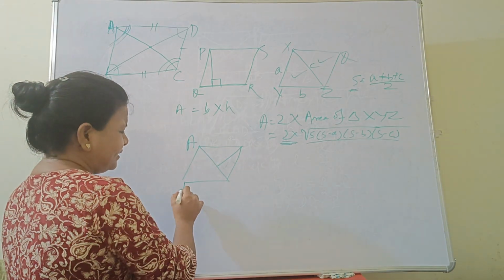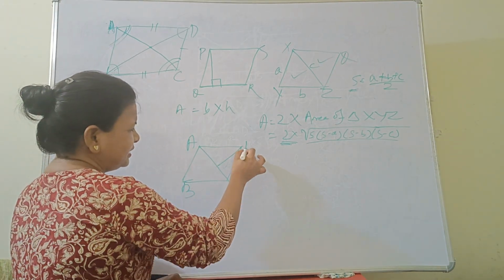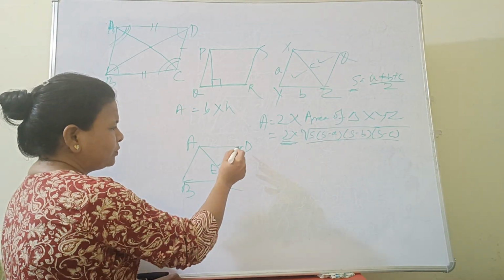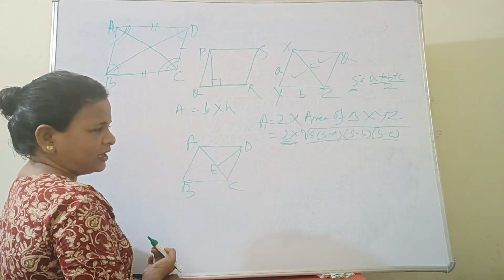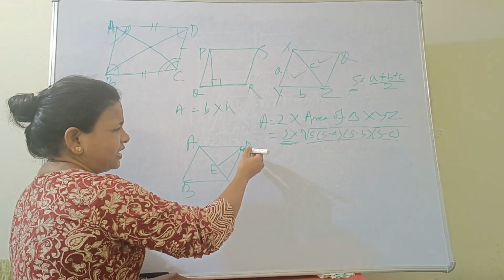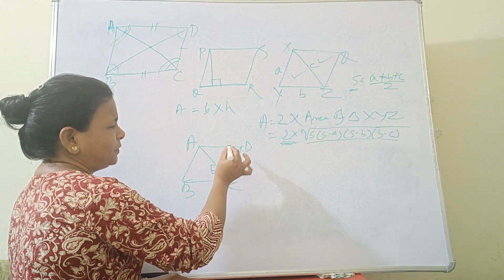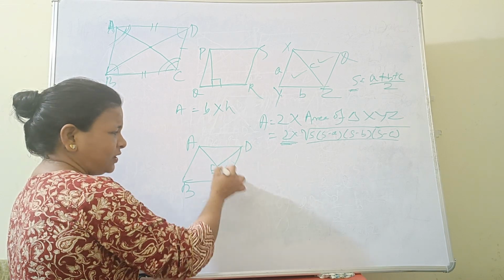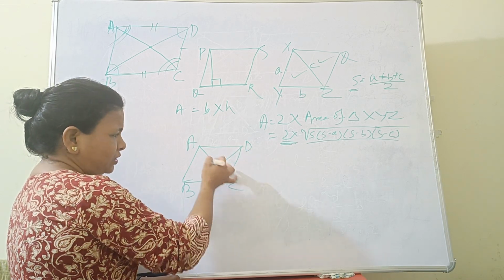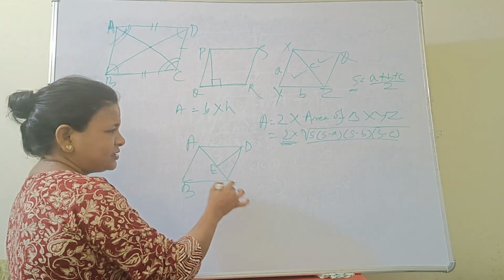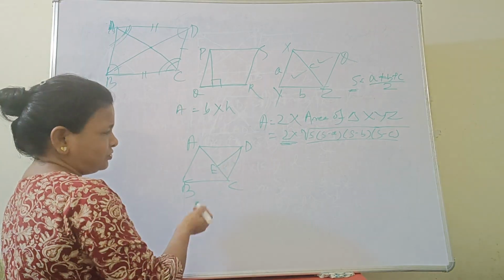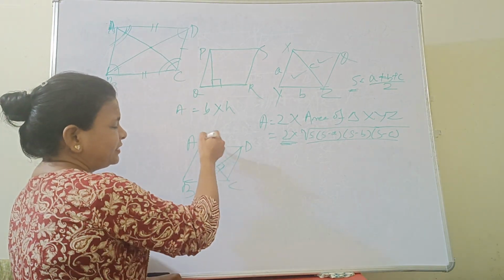Suppose this is A, B, C and this is D. So this is a perpendicular DE, suppose. Suppose DE is given and diagonal AC is given. AC is the diagonal and DE is the perpendicular drawn from the opposite vertex of the diagonal AC onto this diagonal.